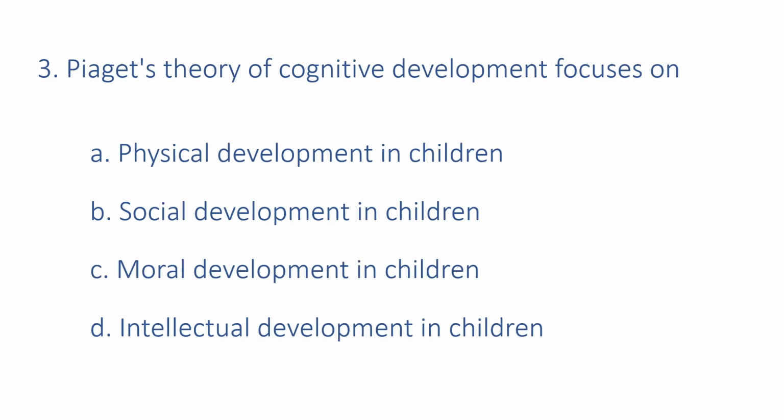The next question: Piaget's theory of cognitive development focuses on physical development in children, social development in children, moral development in children, intellectual development in children. The correct answer is D. Intellectual development in children. Piaget's theory examines cognitive development, which refers to mental processes, reasoning, and intellectual growth over time.